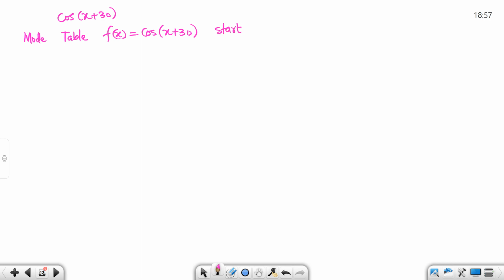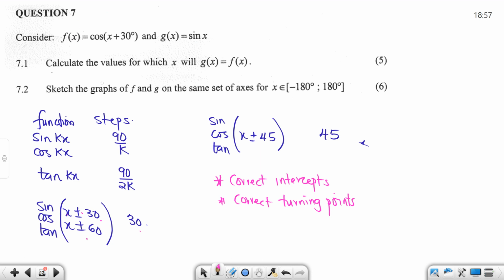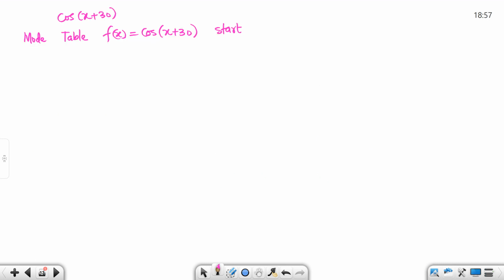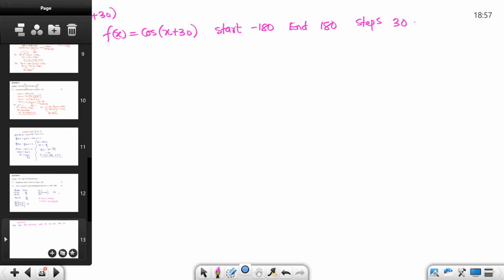Once you go on, then it gives you start. Now, what is your start? Check your domain. That's your start, and that's the end. What is the start? Negative 180. Then it goes to end, which is positive 180, right? Now we go for steps. What's our step? We said our step is 30. Please, can we punch all of this in and get an answer? Quickly.